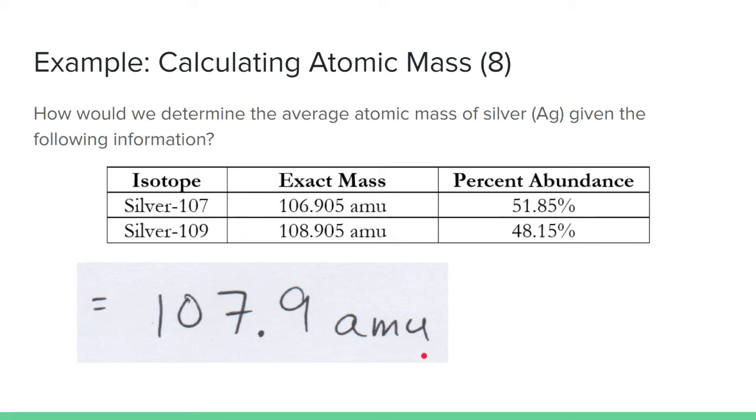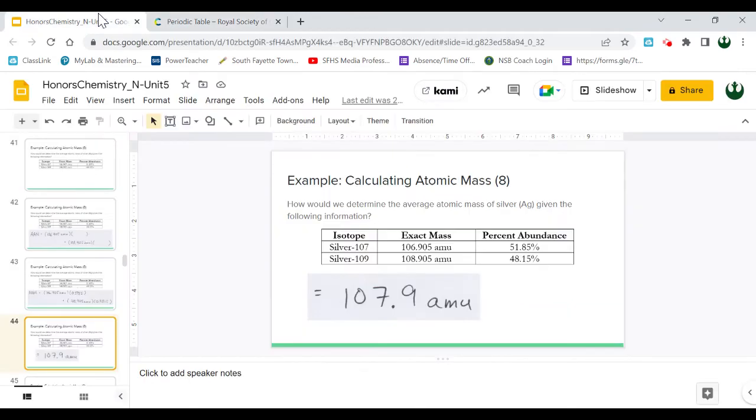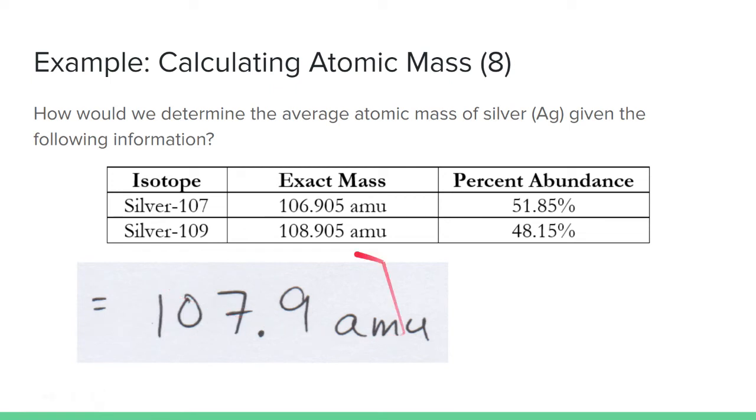Now let's go back to our periodic table. If we go back to our periodic table and we find silver, silver has an average atomic mass that rounds almost exactly to 107.9. That's why this number is so important. It's most closely going to resemble the mass of the isotope that is the most abundant. Just like your grade in this class most closely resembles the percentages that you get on your tests, because your tests are simply just worth more in terms of their percentage.